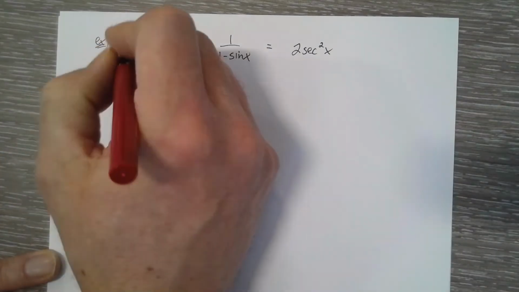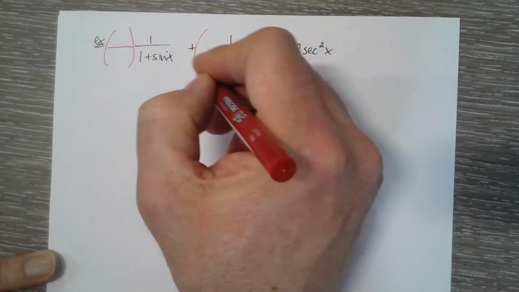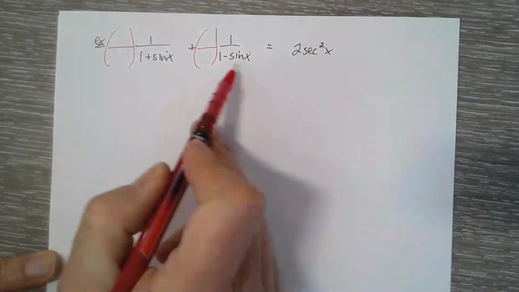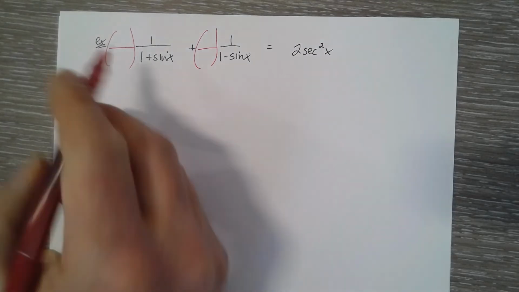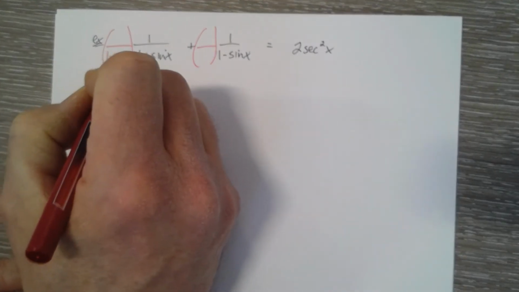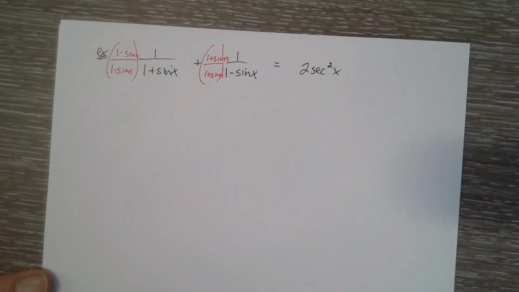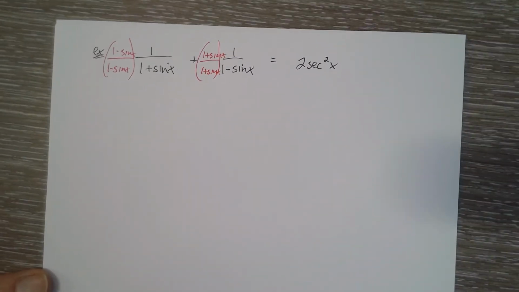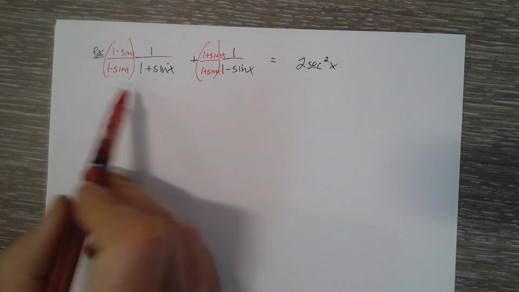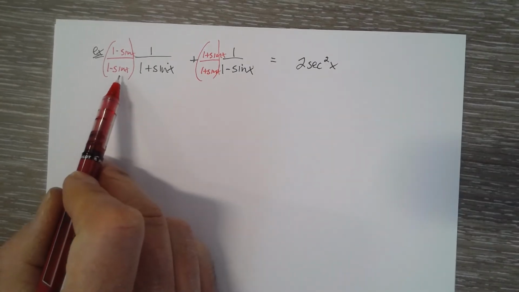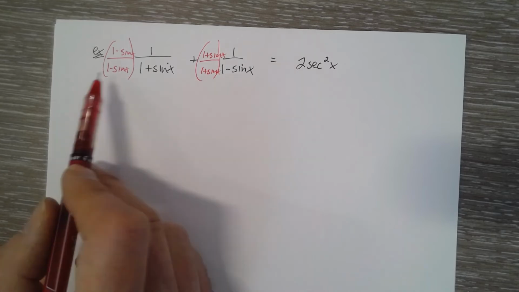So, my common denominator, they aren't the same thing, so I'm going to have to multiply this one by 1 minus sine x over 1 minus sine x, and this one by 1 plus sine x over 1 plus sine x. So now their denominators are the same.